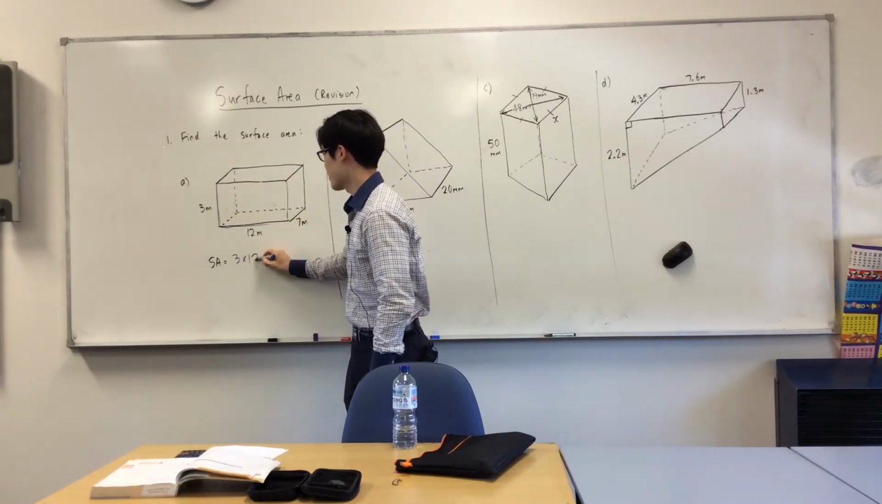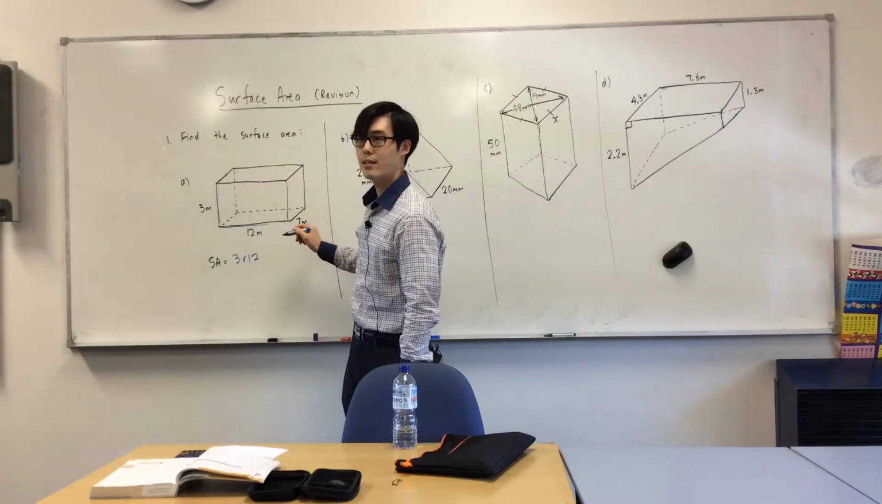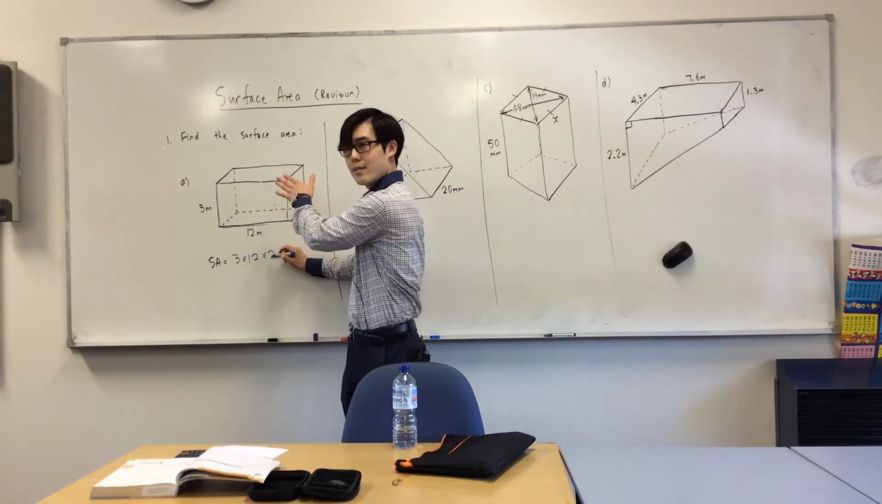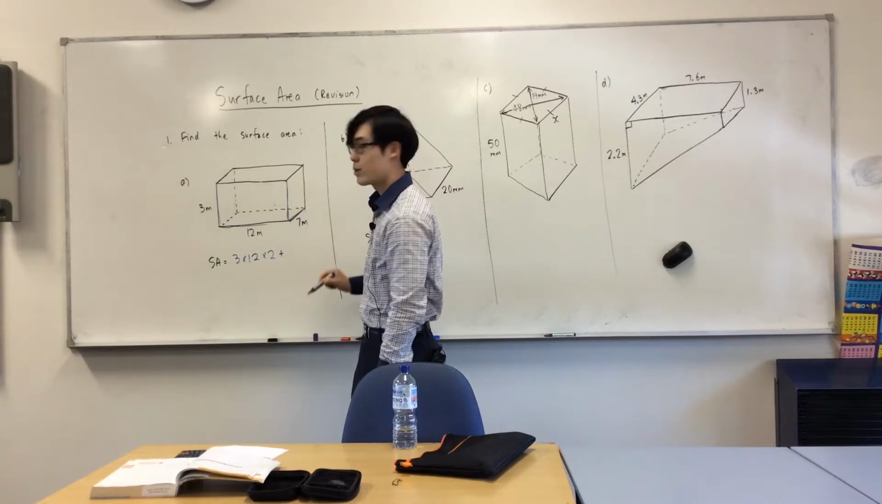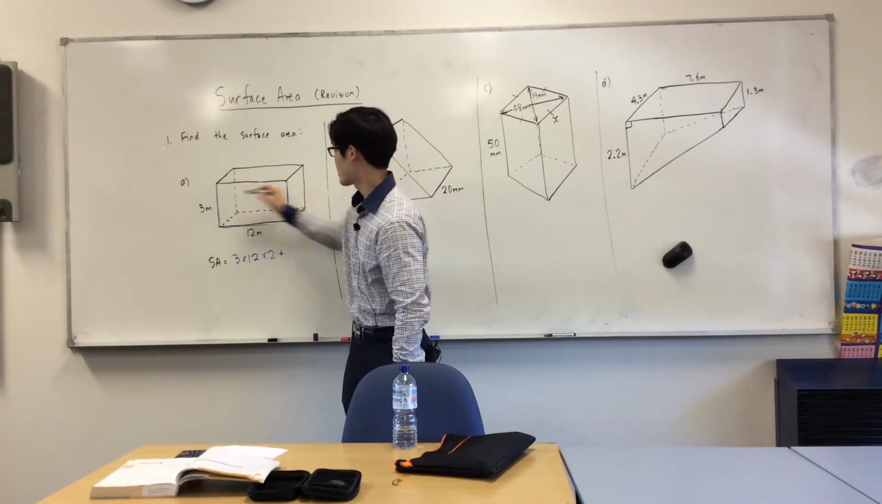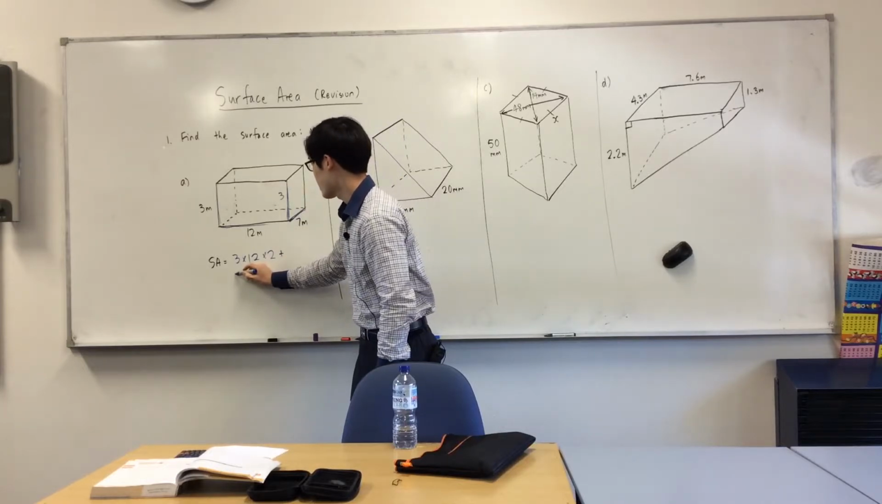Now that's the front. Because that's the same face as the back, as you can see, I'm going to times that by 2, including the front and the back. Now, let's find the area of the side here. How do I find the area of the side here? 7 times 3, because if that's 3, that's 3. So I'm going to add the area of the side, because remember we've got to find all the areas and then add them up all together.